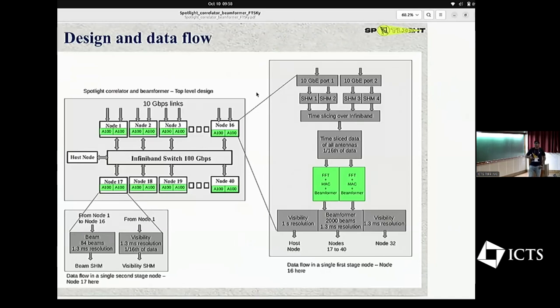So this is about the top level design of Spotlight. You have 16 nodes in the first stage and 24 nodes in the second stage. This is about what is happening in each node: we are getting the data, doing the time slicing, and sending it to GPUs. With the visibility data formed at 1.3 milliseconds, we are integrating and getting 1 second resolution out. This is just for monitoring, and also for phasing all the antennas and finding bad antennas so that we can remove them.